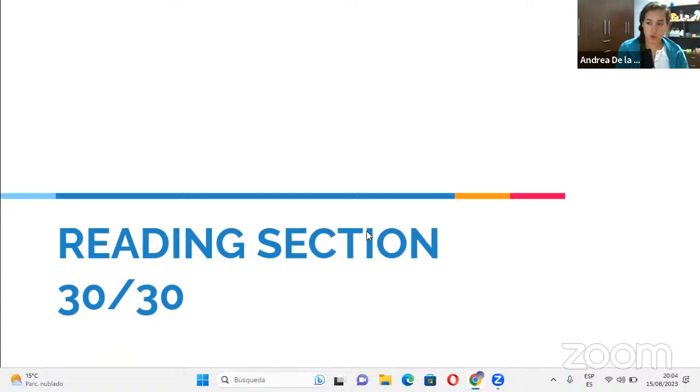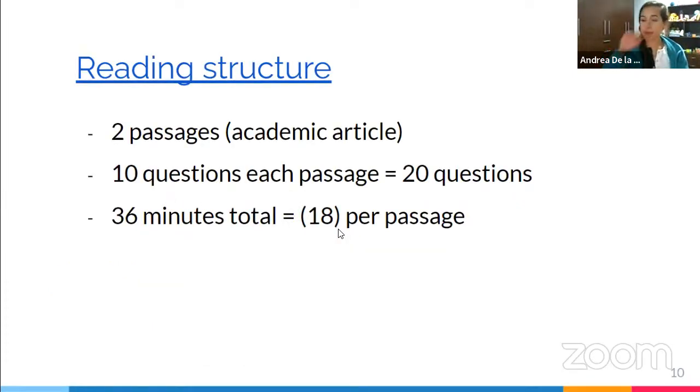You get multiple choice, so you will basically have to read a few texts and then answer questions about those texts. Okay, guys? So let's talk about the structure of the reading section. Pretty simple to understand. You guys will read two different passages, two different academic articles, and each text will contain 10 questions. That means that in total, you will have 20 questions about two passages, and you will get 36 minutes for the entire reading, which, if you do the math, means that you'll get 18 minutes per passage, or for 10 questions.